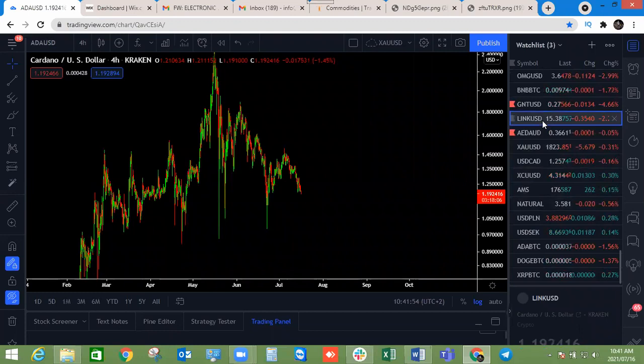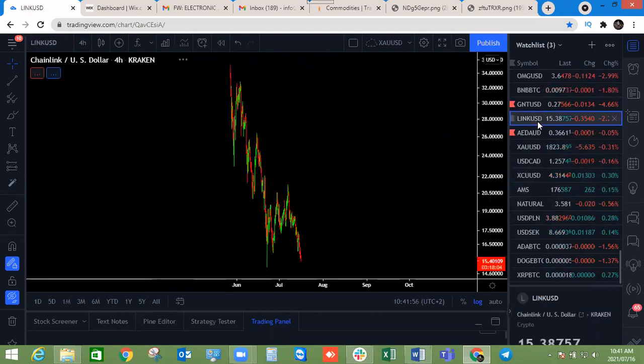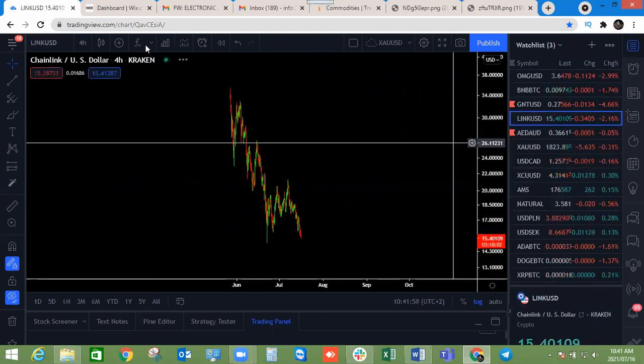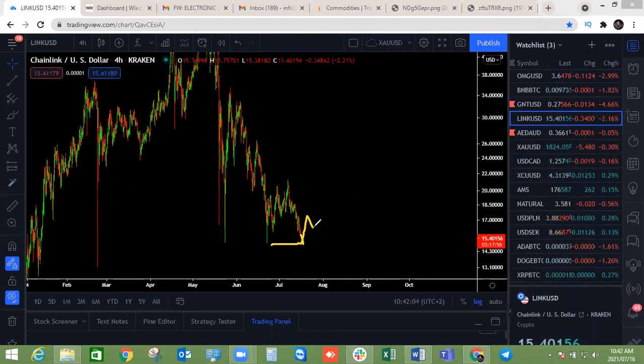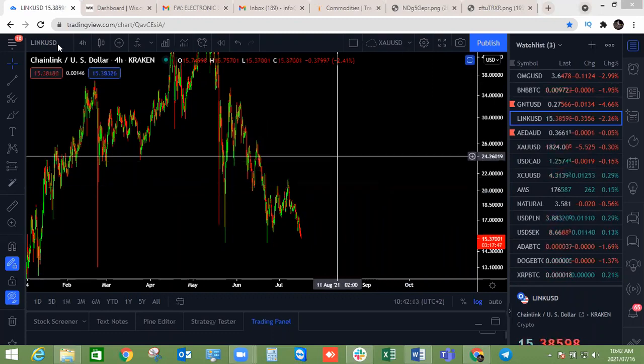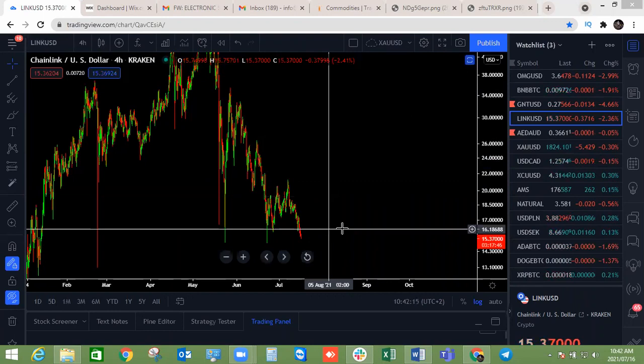Let's look at Link. Almost reaching that downside here with one single wave. Are we going to get a bounce here? If we get a bounce, that means continuation to the downside on Link. So generally, the cryptocurrencies are still in a bear market.